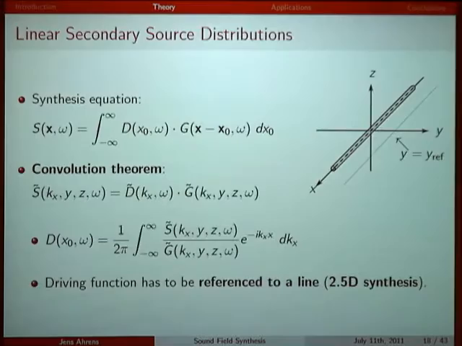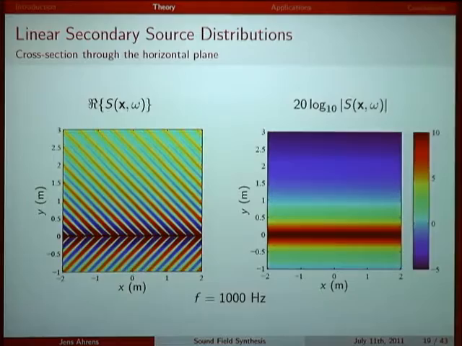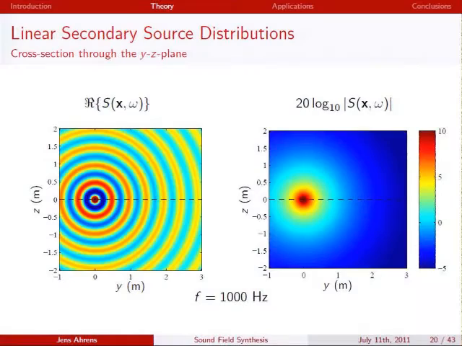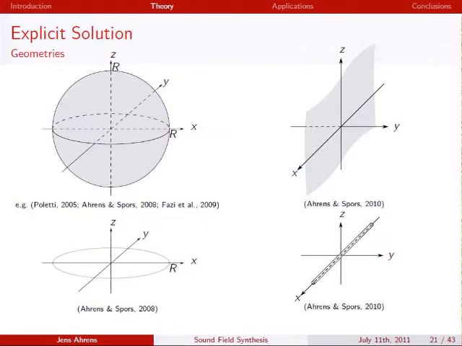This is the secondary source distribution. And again, we have this characteristic amplitude decay. And also, we can look at the plane that is perpendicular to the screen, and you see, again, outside of the horizontal plane, which is indicated here, the sound field is different from what we want to have. So this is a summary of the geometries for which we found the solution. The sphere is the classical problem for which many authors, some of which are listed here, found a solution. They came from different directions, but in the end, of course, they found the same solution. And for the other geometries, we have proposed the solution.